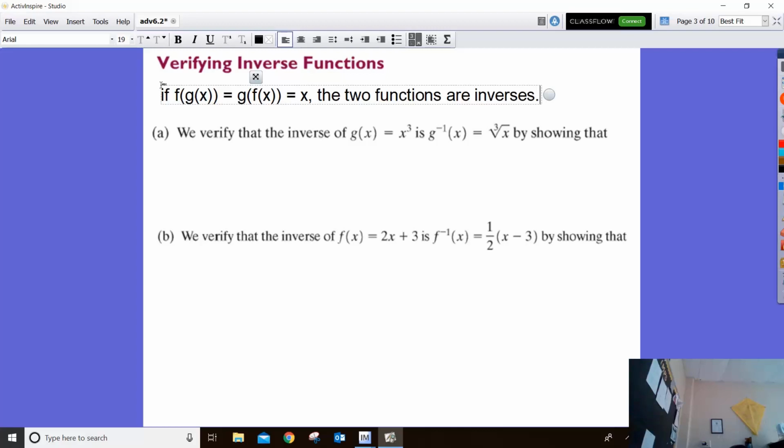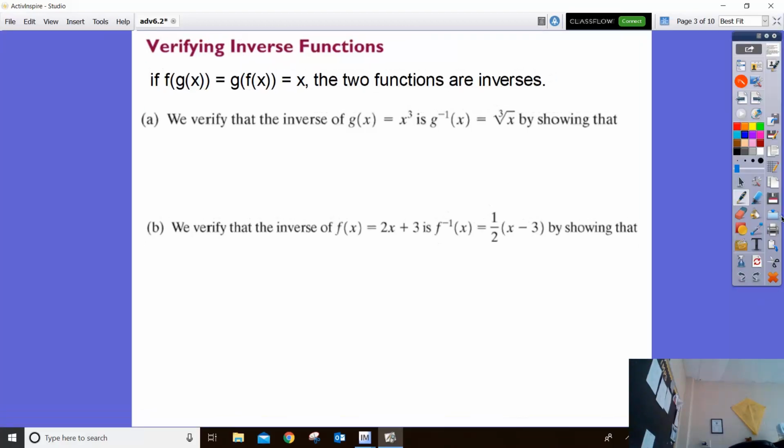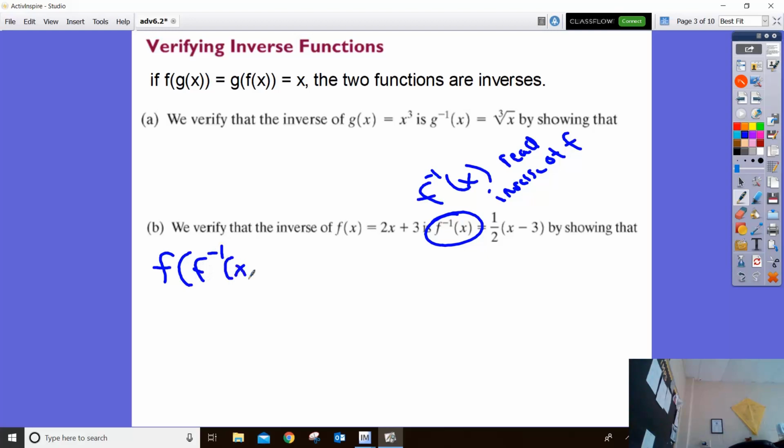Which one? B? One with the fractions? All right, verify the inverse of f of x is, oh, they're using inverse notation. Inverse of f. So it's actually not called g here, it's called f to the inverse power of x. Well, do what they're telling you to do. We'll find f composed of its supposed inverse by making that x what?